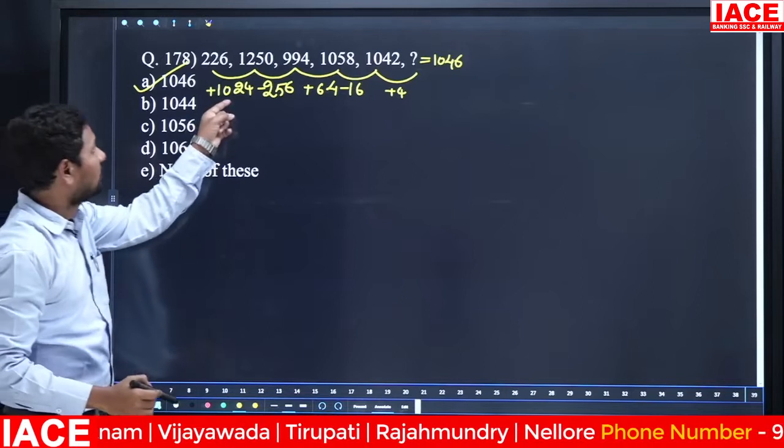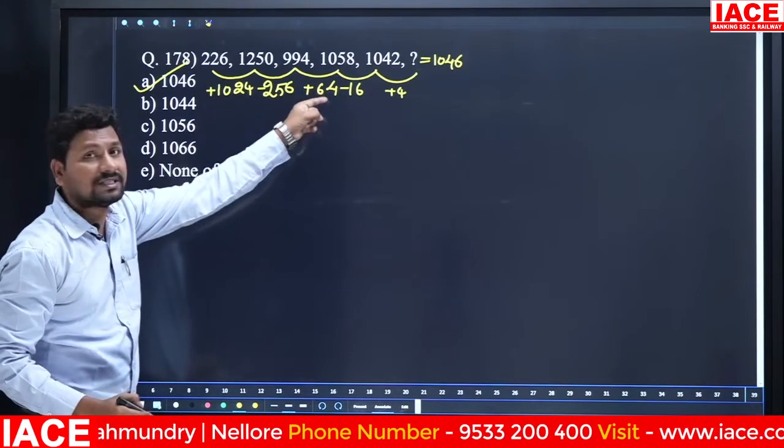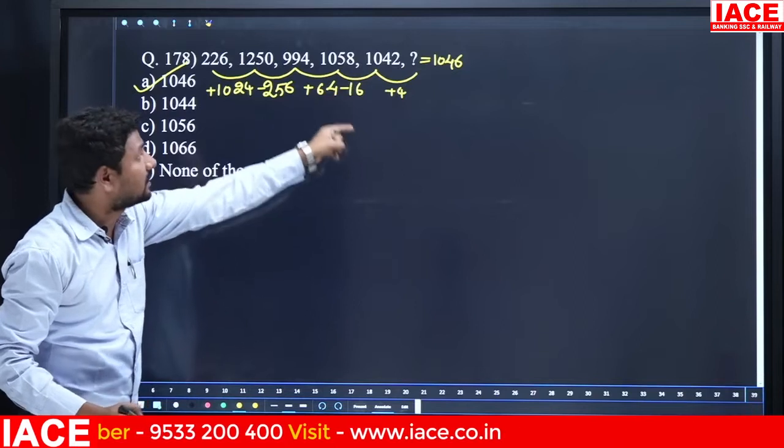Option A. 1024 divided by 4, 256. 256 divided by 4, 64. 64 divided by 4, 16. 16 divided by 4, 4.